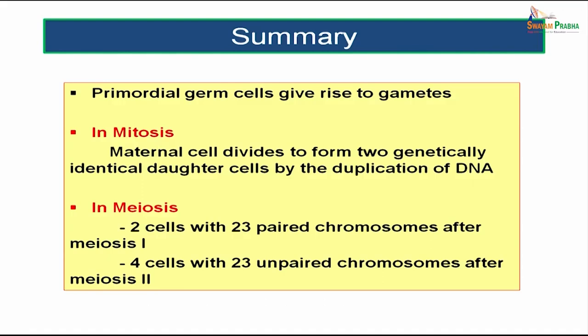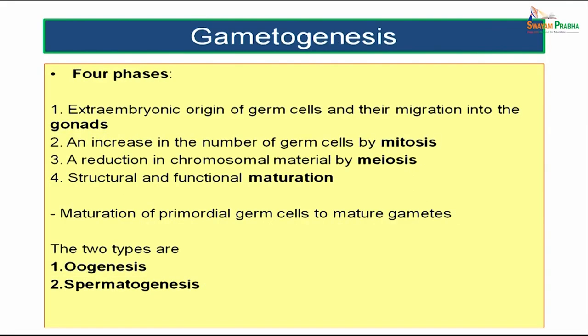At the end of meiosis 1, we have two cells with 23 paired chromosomes, whereas at the end of meiosis 2, we have four cells still with 23 chromosomes, but this time it is unpaired. That is the difference between meiosis 1 and meiosis 2. Now it's time for us to move on to the topic proper, that is gametogenesis.